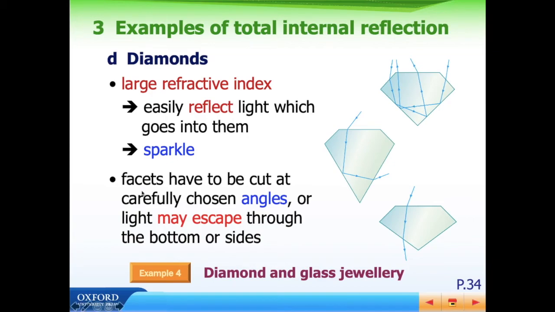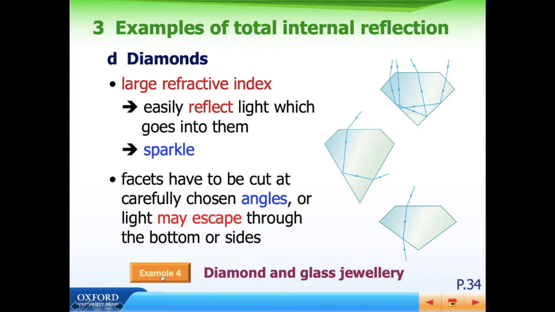People who make jewelry should make sure that the facets of the diamond are cut at carefully chosen angles, or light may escape through the bottom or side of it. As a result, the diamond will not show a sparkling effect. Let us have an example in relation to this concept.